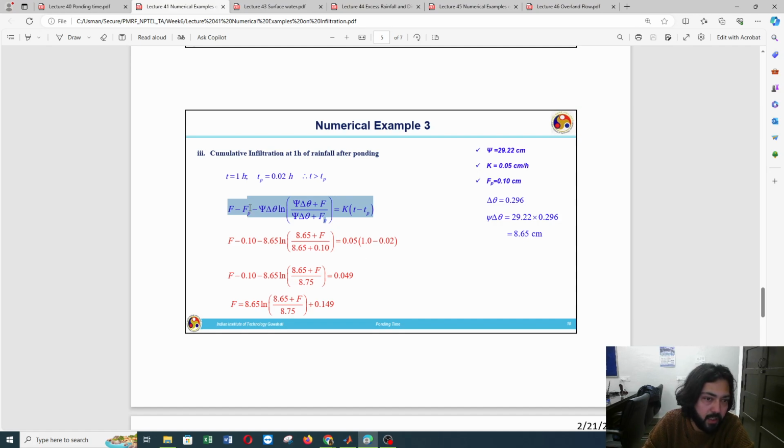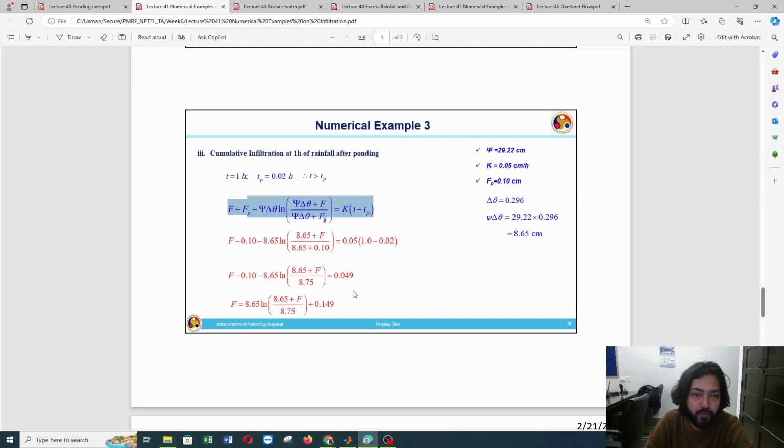Just now we have calculated the potential infiltration F of P, which is nothing but the product of I of Tp, which is 0.10, and also we know that the ponding time is 0.02 R. So we have calculated this value. We are just going to substitute all the values in this equation, and this equation will be in terms of F, which is unknown, which is the cumulative infiltration which will happen after the ponding. So this equation will be there in terms of F.